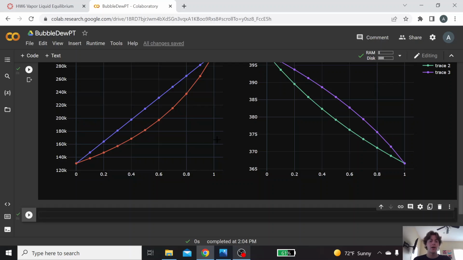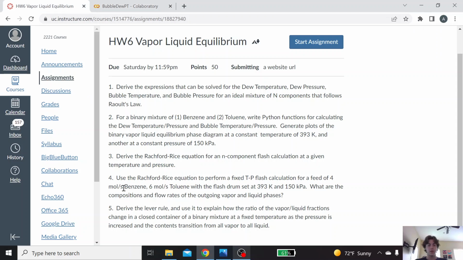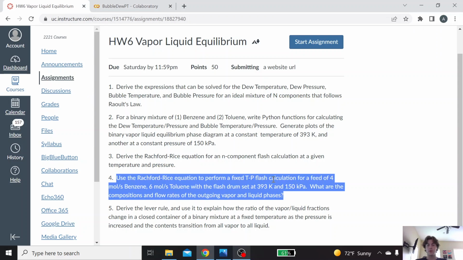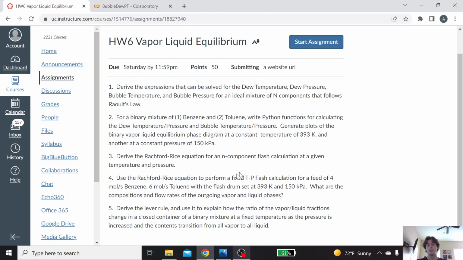Alright, so now that we have the equation from the Rachford-Rice method, we can go ahead and solve a problem involving a flash calculation. So over here, we will be solving problem number 4. It is a fixed temperature and pressure flash calculation with a feed of 4 moles benzene and 6 moles of toluene. The flash drum is set at 393 Kelvin and 150,000 pascals.